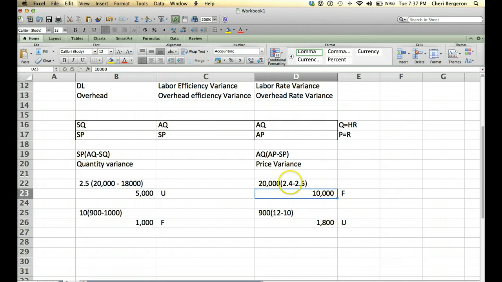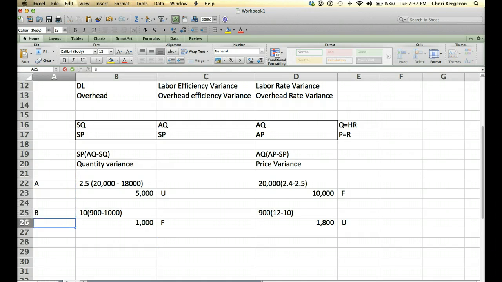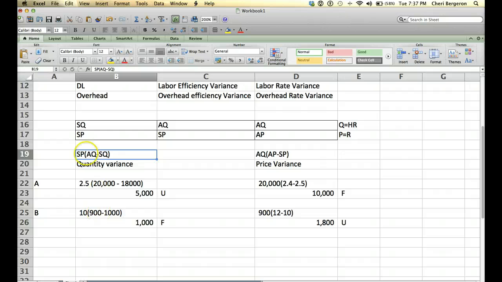It's favorable because my actual was $2.40 and my standard that I was expecting was $2.50, so this is a favorable variance. All right, part B. So this is part A, asking me for direct materials. Part B asks for the price and the quantity variance for my labor. So let's look at it. Let's do quantity first. SP times AQ minus SQ is going to become S, and instead of price it'll be rate, times actual. Instead of quantity it'll be hours, just because now we're talking about labor.